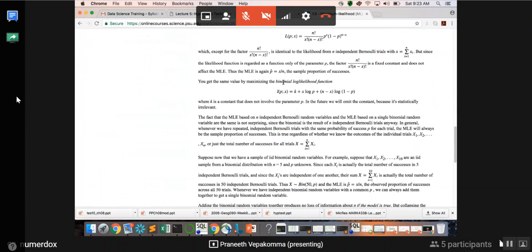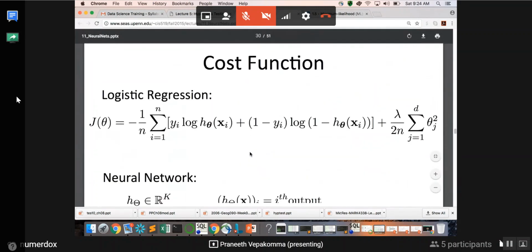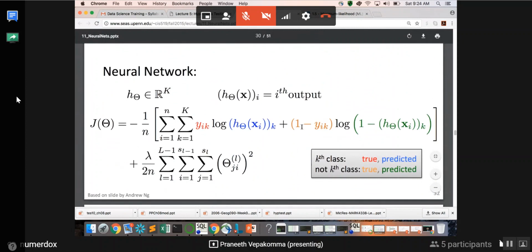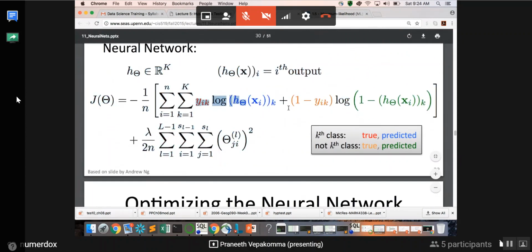Yep. If you see the binomial log likelihood function, you apply the log to the likelihood, and it's called log likelihood. It's in this form, x log p plus n minus x log 1 minus p, right? That is what is going on here. So it's like y log p plus 1 minus y log 1 minus p.